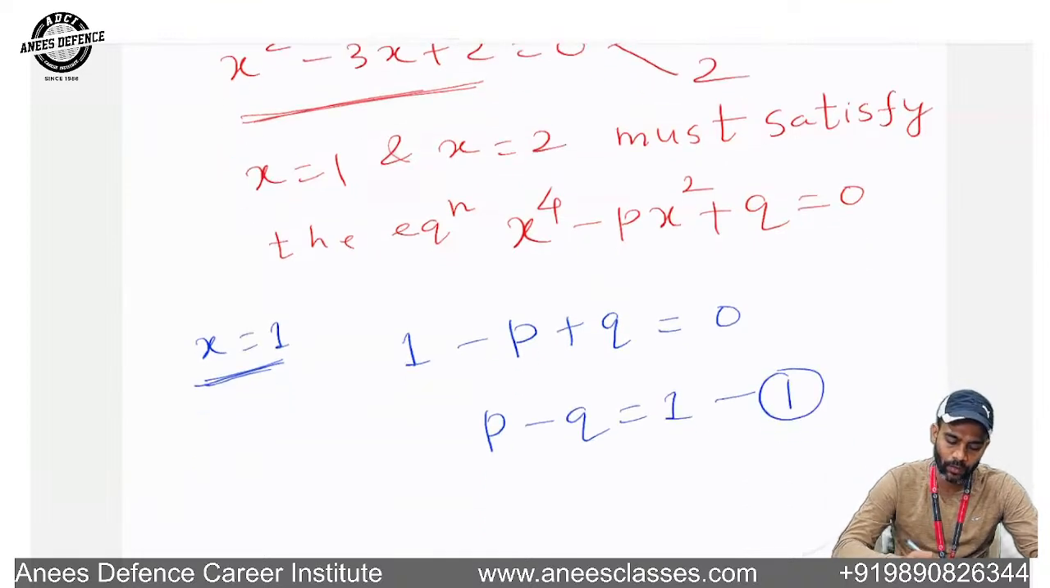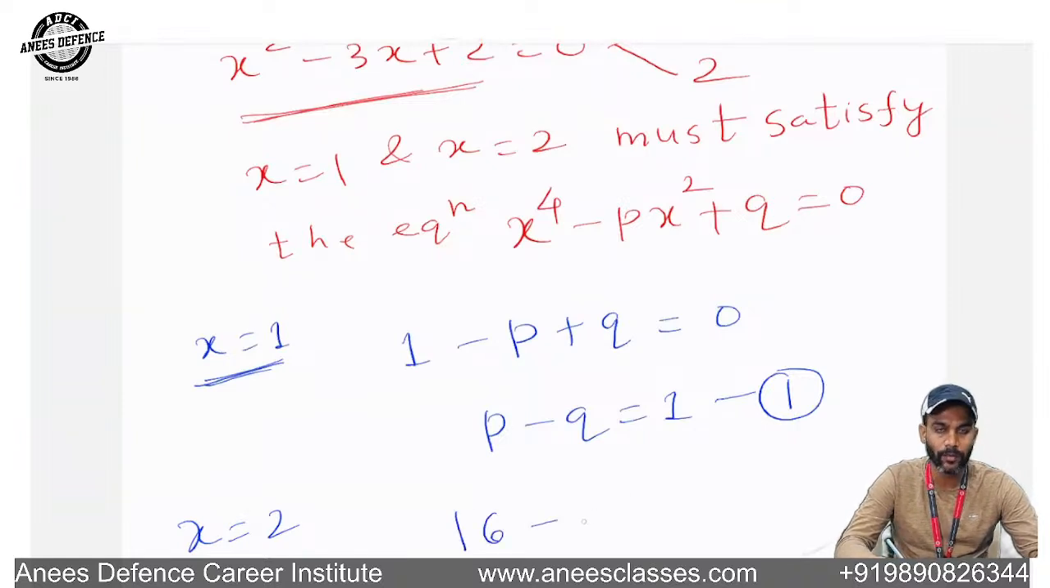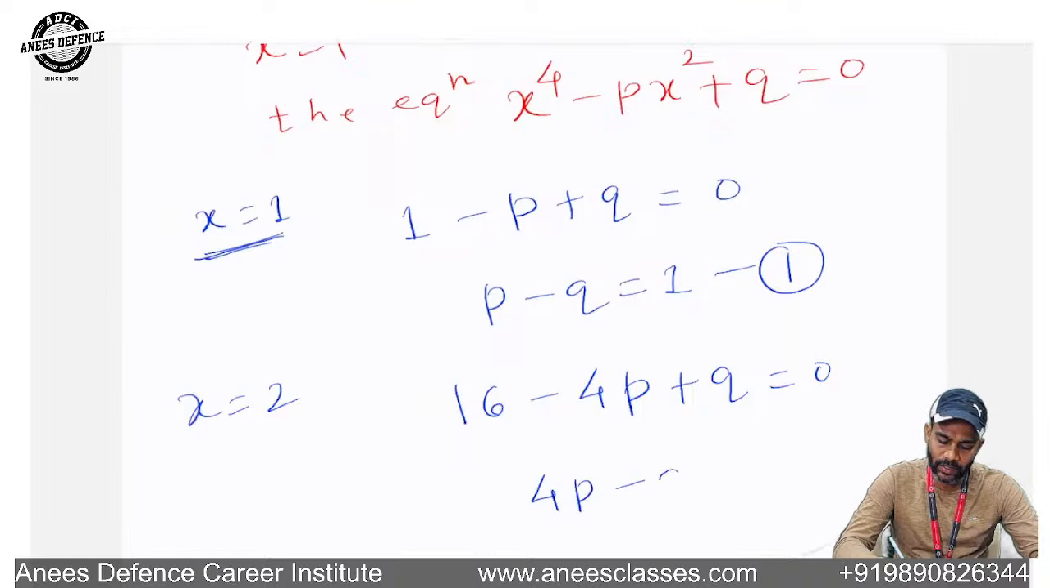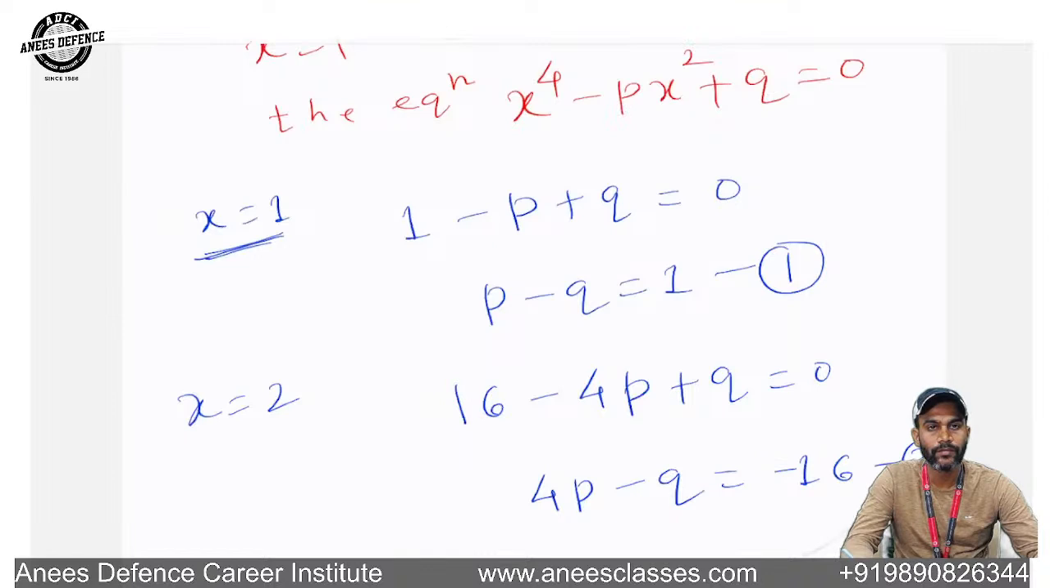Now put x is equal to 2 there. What will we get? 16 minus, x is equal to 2, 2 square is 4, 4p plus q is equal to 0. So it means 4p minus q is equal to minus 16, or maybe plus 16, not minus, plus. Yes or no? 4p minus q is equal to plus 16.